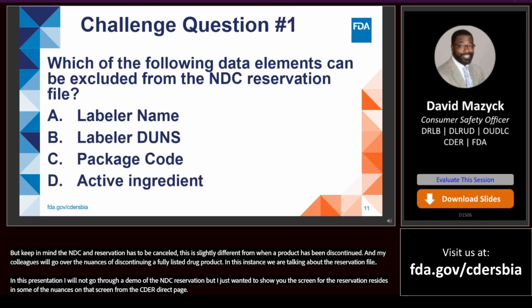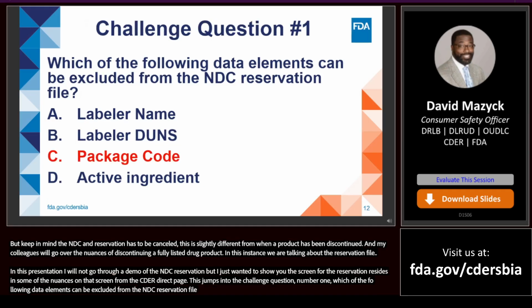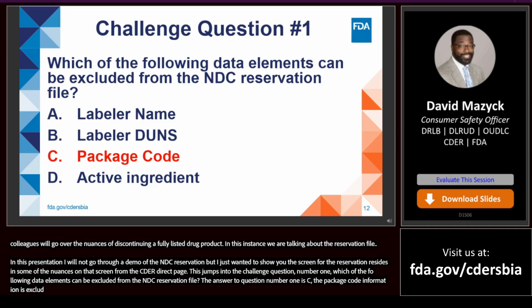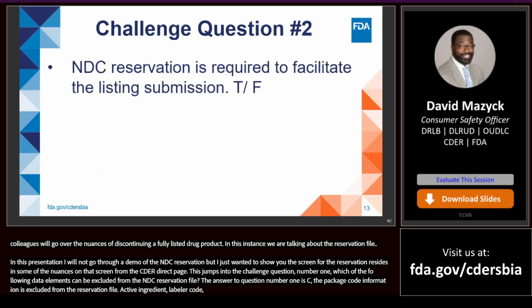Challenge question number 1. Which of the following data elements can be excluded from the NDC reservation file? And the answer to question number 1 is C. The package code information is excluded from the reservation file. The other 3 elements, the active ingredient, labeler code, DUNS, and name, are required fields.